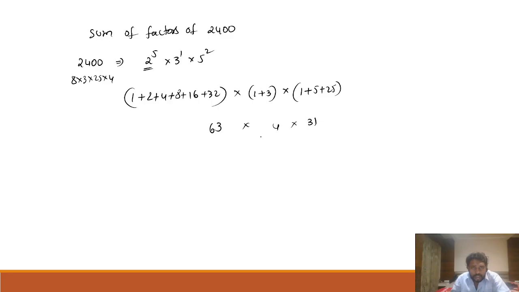63 fours: 60 fours are 240, 3 fours are 12, so 252. 252 times 31. So 252 times 1 will be 252, and 252 times 3 will be 756. Correct? So 7812 would be my sum of the factors.